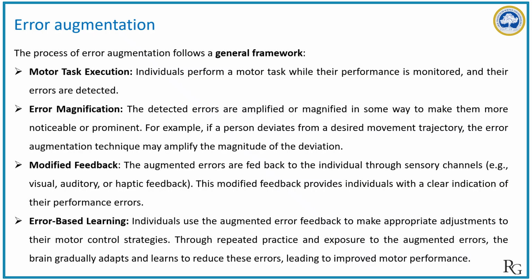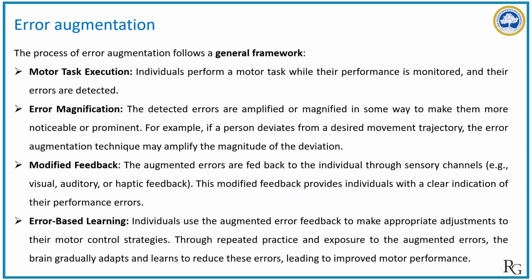Now, let's look at the process of error augmentation and how it works as a structured learning framework in rehabilitation. This process typically follows four key stages: motor task execution, error magnification, modified feedback, and error-based learning. So the first one, motor task execution. The patient or the individual begins by performing the motor task.